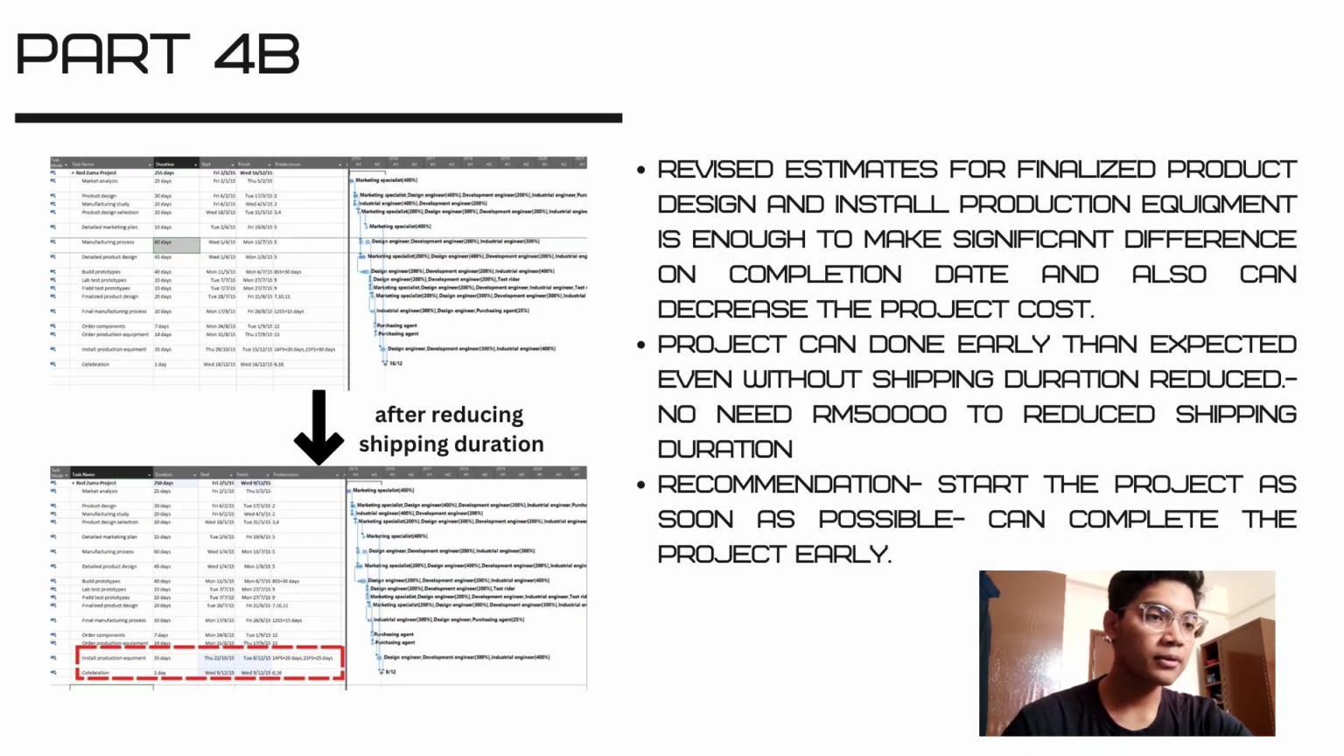The design estimate for the final product design and installing production equipment is enough to make a significant difference in the completion date and can also decrease the project cost. The project can be done earlier than expected without needing to reduce the shipping duration. There is no need to spend 50,000 to reduce the shipping duration. Our recommendation is to start the project as soon as possible, because you can complete the project early. That's all from me. Thank you very much.